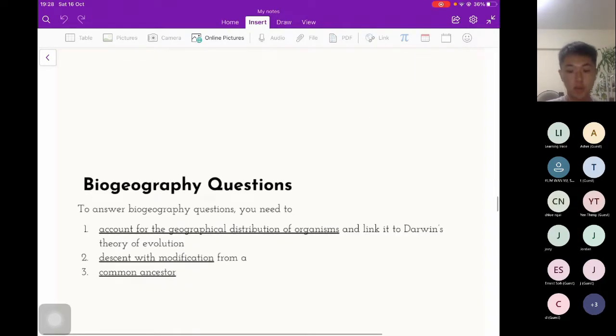Next, we talk about biogeography. To answer biogeography questions, you need to do three things. Number one, account for the geographical distribution of your organisms, right? Link it to Darwin's theory of evolution. Next, you have to talk about descent with modification. Third, you talk about common ancestors.